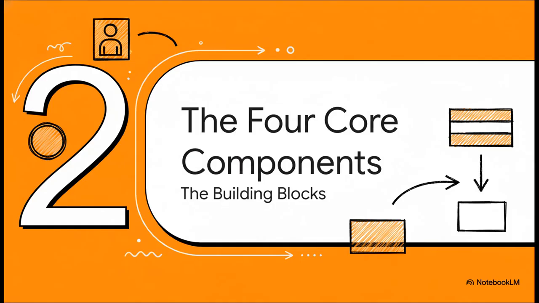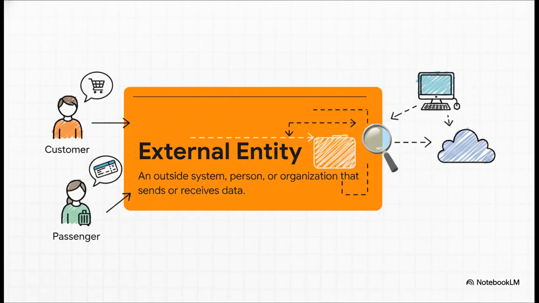That's it. The cool thing is, every single DFD, no matter how ridiculously complex it looks, is made from just 4 basic parts. So, let's meet our cast of characters. First up, you've got the external entity. Think of these as the start and finish lines for your data. They're people or organizations or other systems that are outside the system you're mapping. A customer who places an order, or a passenger who books a flight. They send data in or get data out, but they aren't actually part of the system itself.